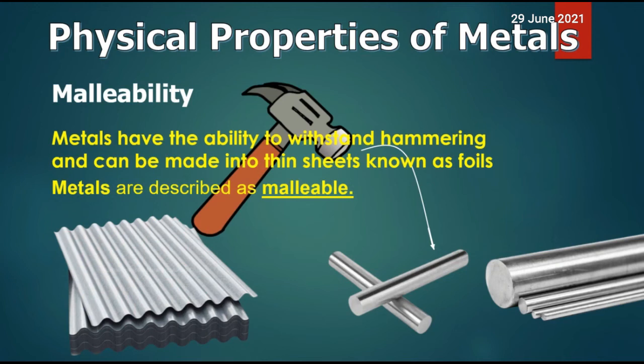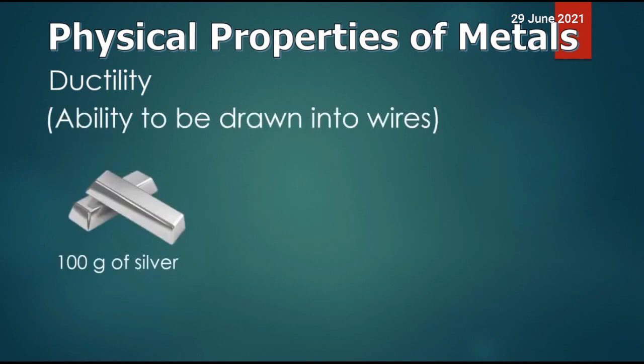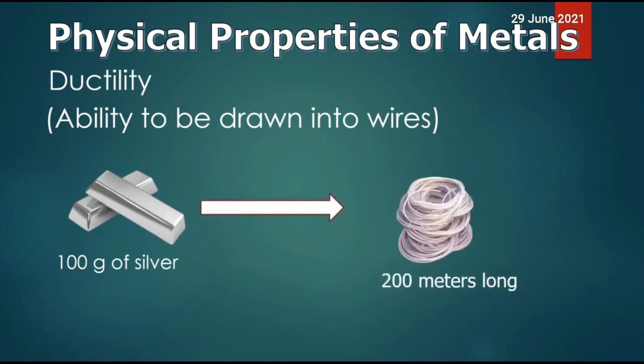The next property is ductility. And what do you mean by ductility? By ductility we mean the ability to be drawn into wires. For example, 100 grams of silver can be drawn into 200-meter long wires. So the ability to be drawn into wires is called ductility.